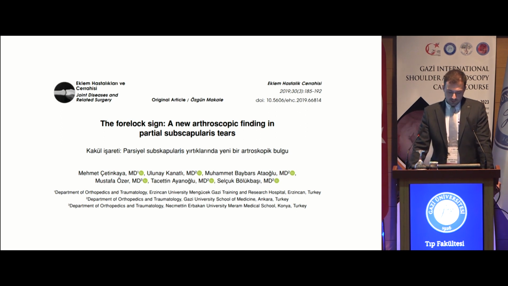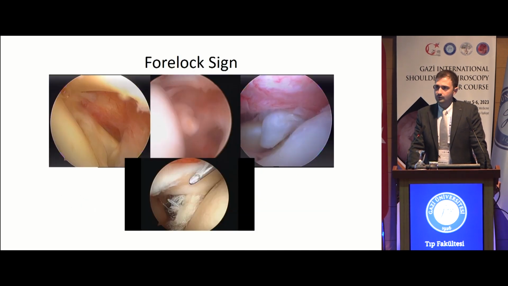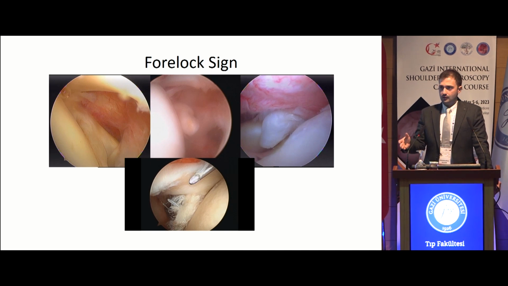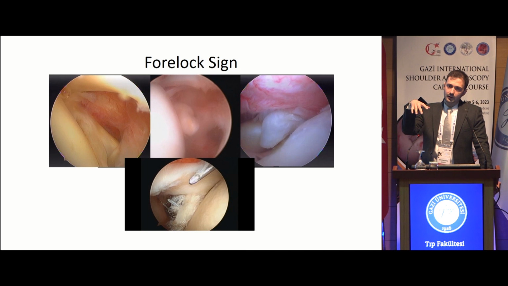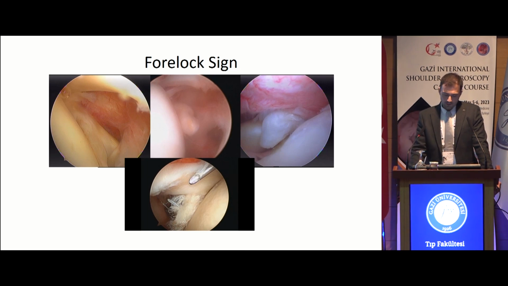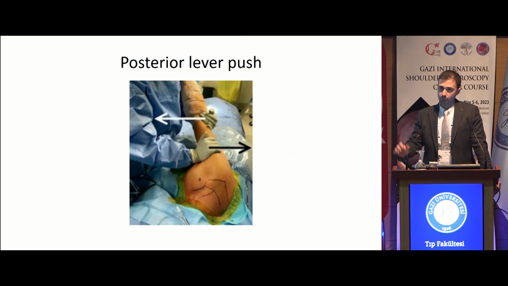Similar to the sentinel sign, Professor Kanatlı and his team also published another sign, which is called the forelock sign. Forelock sign is very similar to the sentinel sign, but it is actually not the fraying of the biceps tendon, but fraying of the ligamentous structures that I mentioned. They fall on the humeral head like frayed tissue, like a forelock on the hair. The advantage of this is that you can observe this even in the absence of the biceps tendon. If the biceps tendon is torn, you can still see the forelock sign.